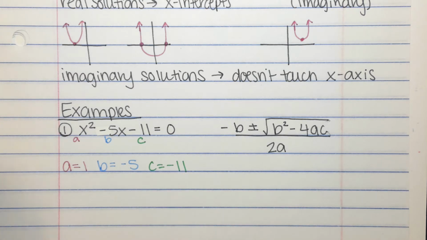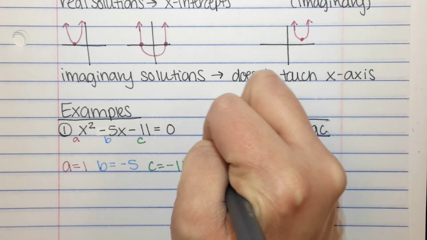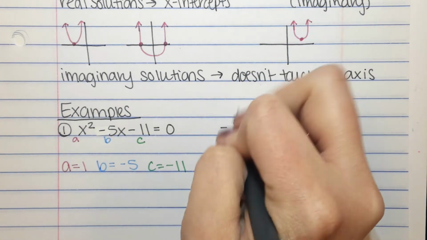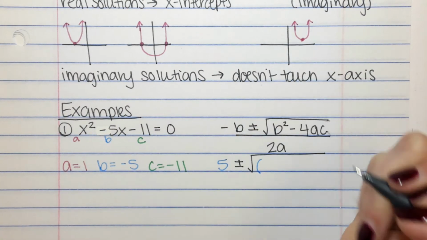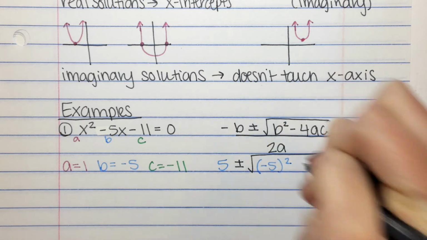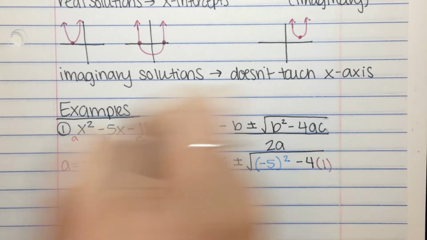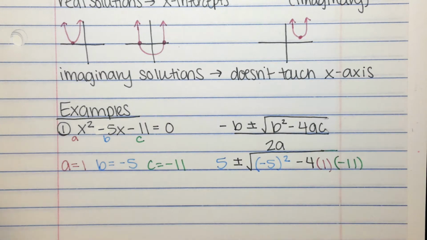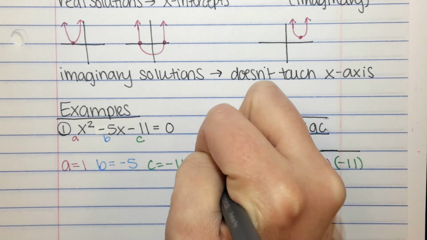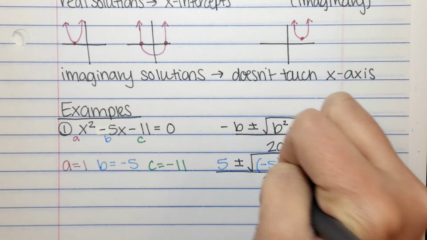Okay? So the opposite of B, so the opposite of -5 is +5. And I have plus or minus the square root. So b squared, and I'm using parentheses, so I have negative 5 squared, and then minus 4, and then times a is 1, and times c is negative 11, and that's all over 2 times our a, which is 1.